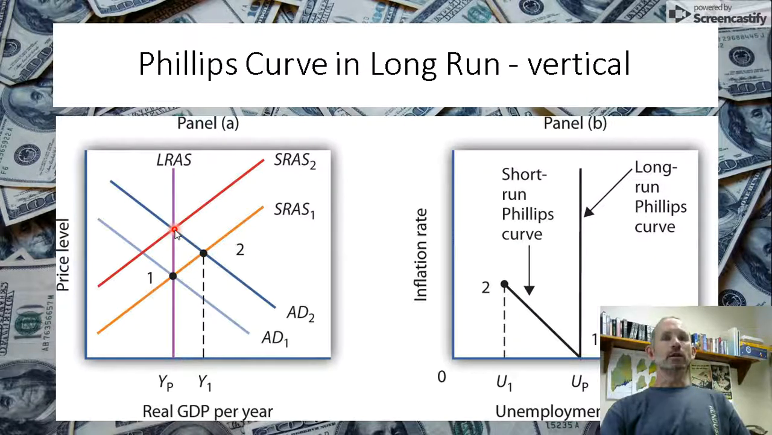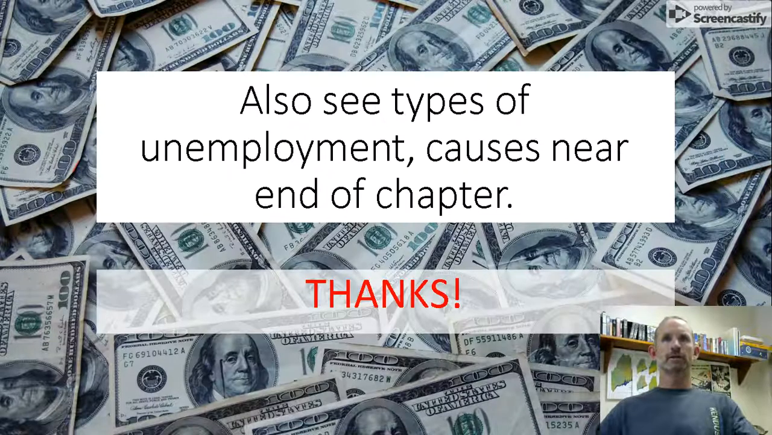So the point is, in the long run, increasing inflation does not necessarily decrease unemployment. For a short period of time, it might, but in the long run, employment is going to be at the natural level of employment and at the natural rate of output. So that's the reason in the long run, the Phillips curve is vertical. Hope that makes sense. If not, as always, please ask me questions.